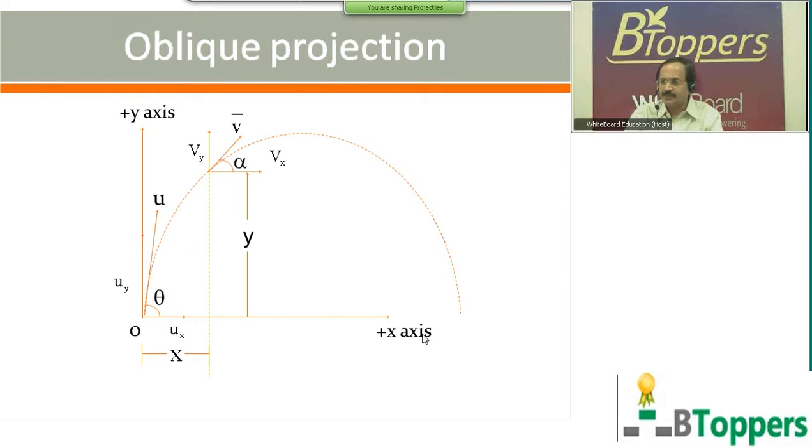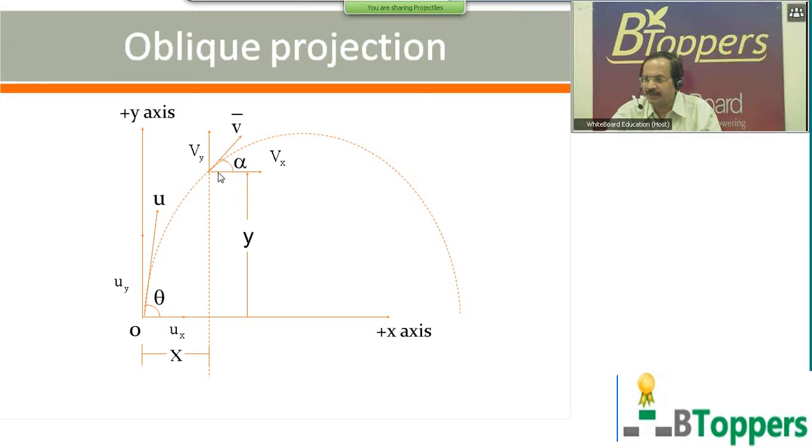This is the diagram showing roughly the path of the projectile. Here y is the point of projection, theta is the angle of projection, u is the magnitude of initial velocity, ux and uy denote horizontal and vertical components of initial velocity. This is the point P in the path of the projectile at time t after projection.